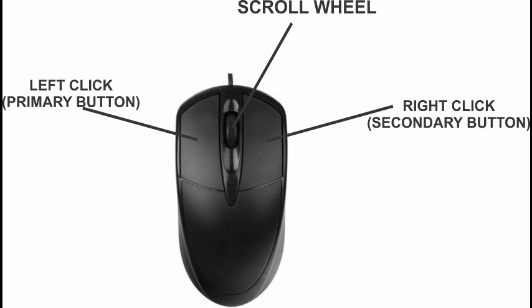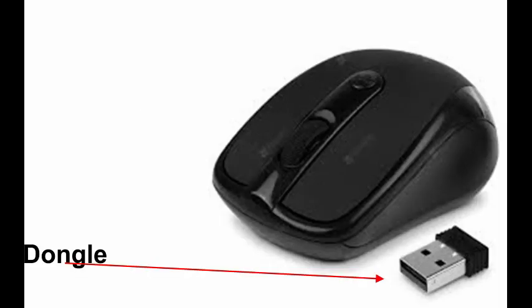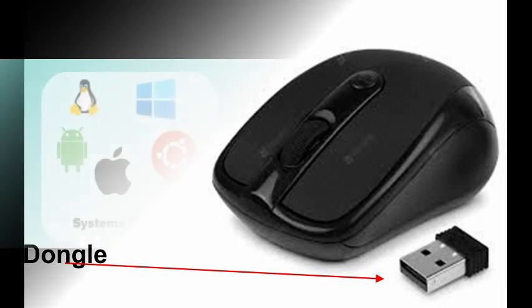Considering the type of mouse, we have the cable mouse and wireless mouse. A wireless mouse has a battery in it and comes with a small USB connector called a dongle that uses Bluetooth technology to send the signal to the computer, while the cable mouse comes with a cable, usually a USB cable, where you can simply connect directly to the CPU and it works.